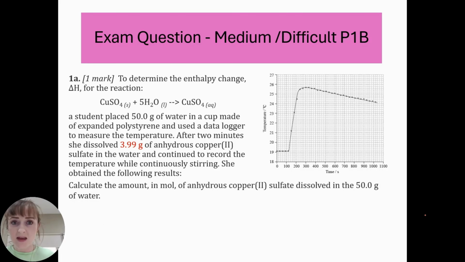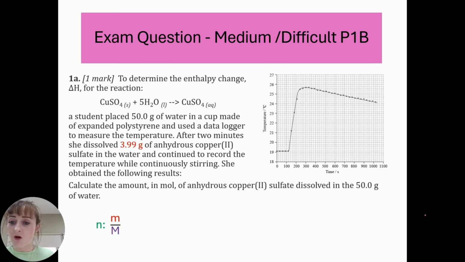One of the things that makes this question slightly more difficult is the context of the question. In this question, your second reactant is water, which I think can throw some students off. You're adding copper sulfate to water, which causes a temperature increase, and the whole thing is happening inside a polystyrene cup. They dissolved a particular mass of anhydrous copper sulfate in the water, and the first question asks you to calculate the amount of moles of anhydrous copper sulfate that was added.